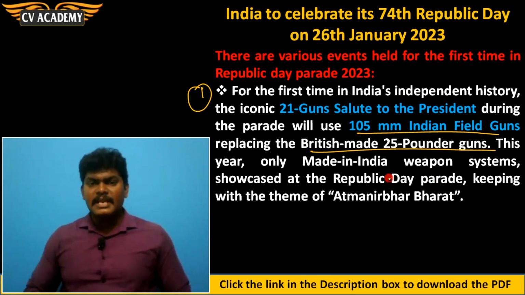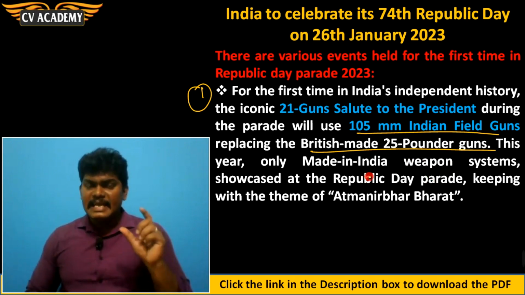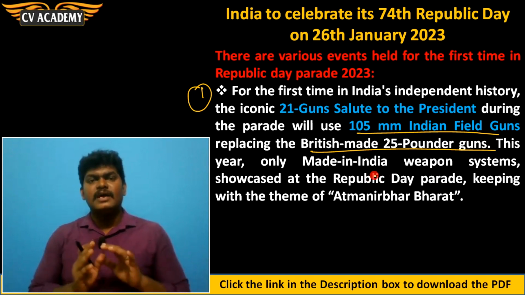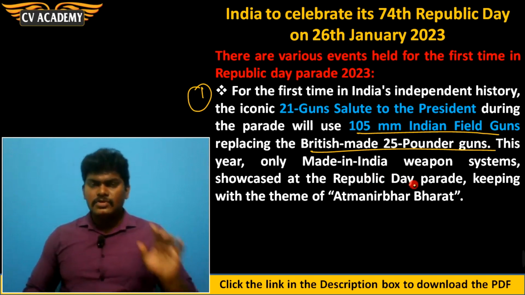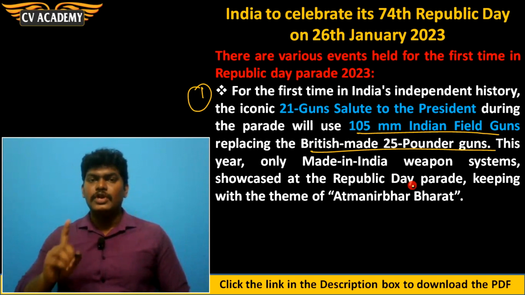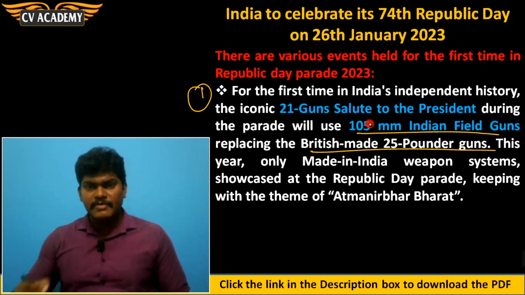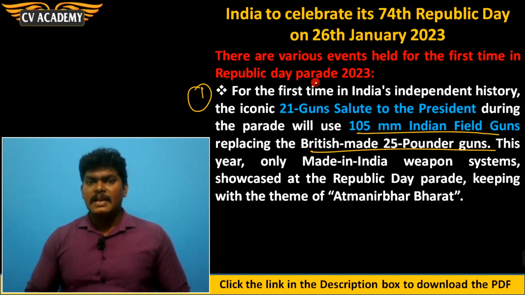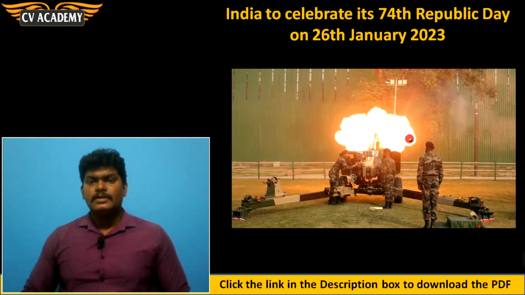So automatically we have decided to manufacture Indian weapons, that is made in India weapon systems. Our government is focusing on that. So this year's Republic Day parade also had the 21 gun salute to the President of India given by the Indian made guns. That's one special event that was held in this Republic Day parade.